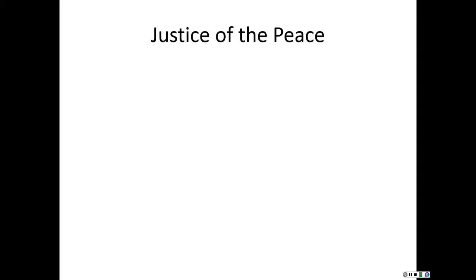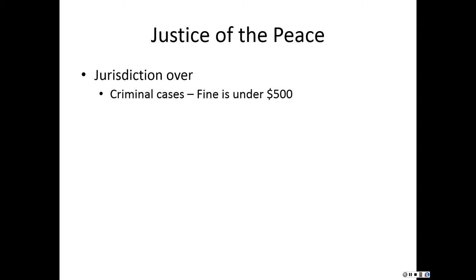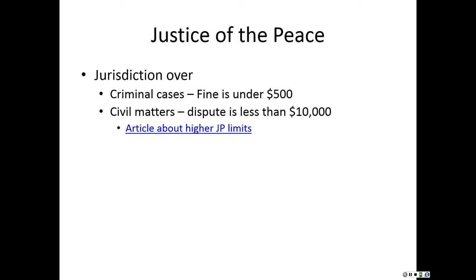The Justice of the Peace. This was the other half of that lowest level in the trial court. They have jurisdiction over criminal cases if the fine is under $500. However, the Justice of the Peace also has jurisdiction over civil matters, over civil law, if the dispute is less than $10,000. Like all other judges or justices, the Justice of the Peace has the ability to issue search warrants and sign arrest warrants.